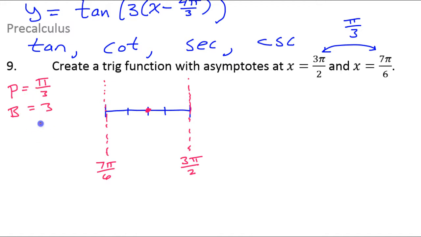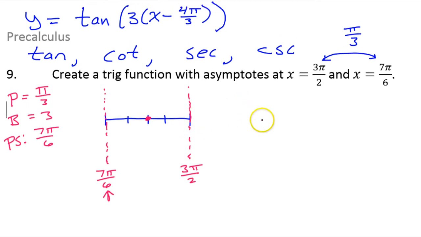So that wouldn't change. So it's just the phase shift that we have to worry about. For this, it's actually easier because we could just imagine the cotangent function that just starts right here. The asymptote itself is the beginning of a period, so I don't have to do a quarter period or anything like that. I can just say this is the phase shift right here. So my phase shift would be 7 pi over 6.